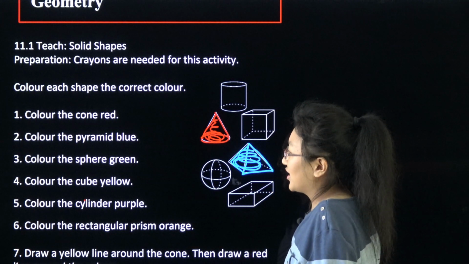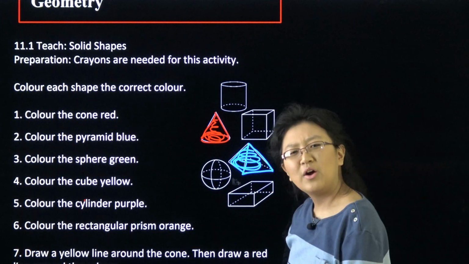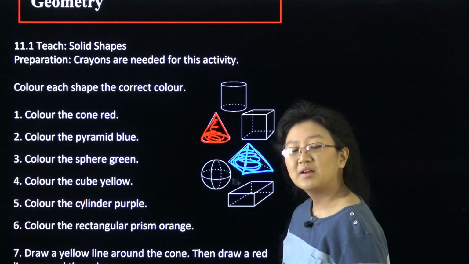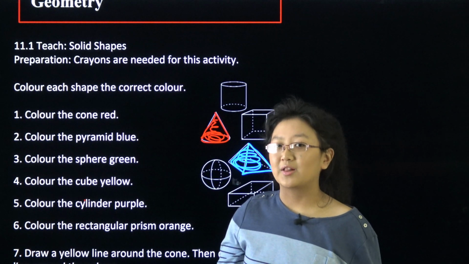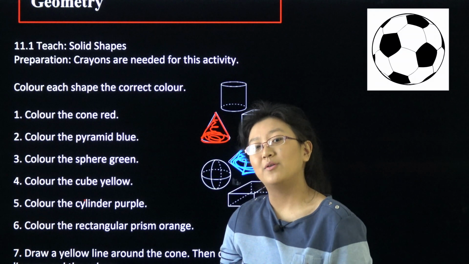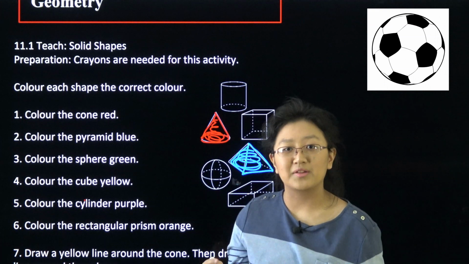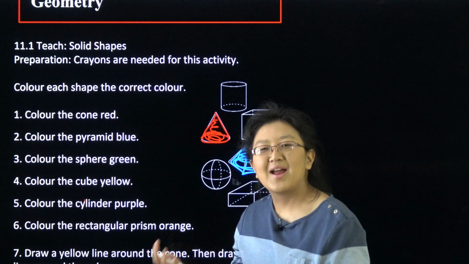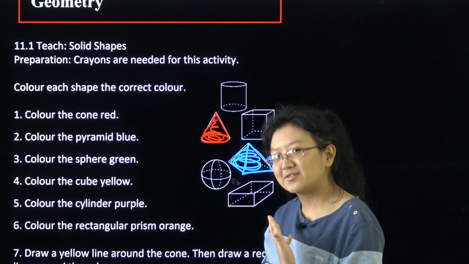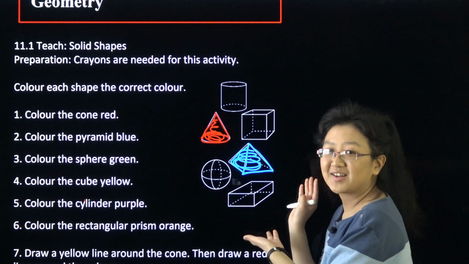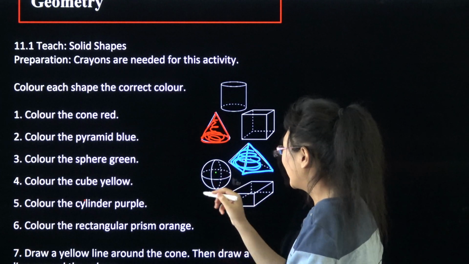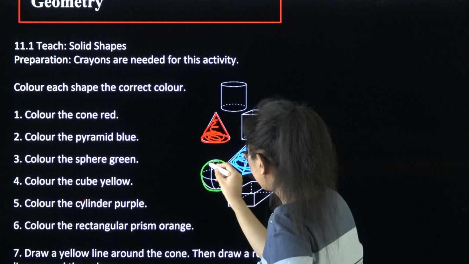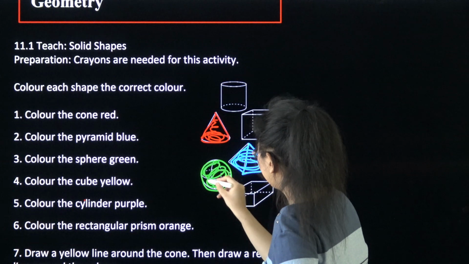The next question asks us to color the sphere green. What is a sphere is a big question right here. Well, you see, we've all seen spheres in our life. If we've ever played with a ball, we have seen a sphere. In other words, a sphere is a ball. So a ball is round, right? It looks kind of like a circle, right? So which of these shapes looks like a circle? This one. So let's color that green.